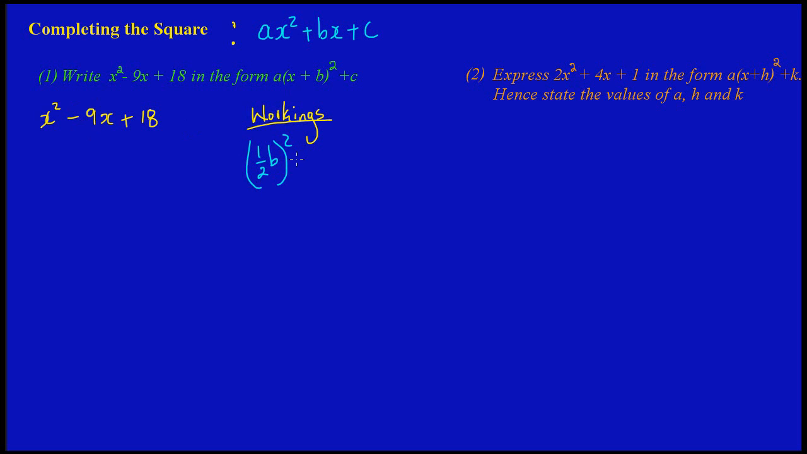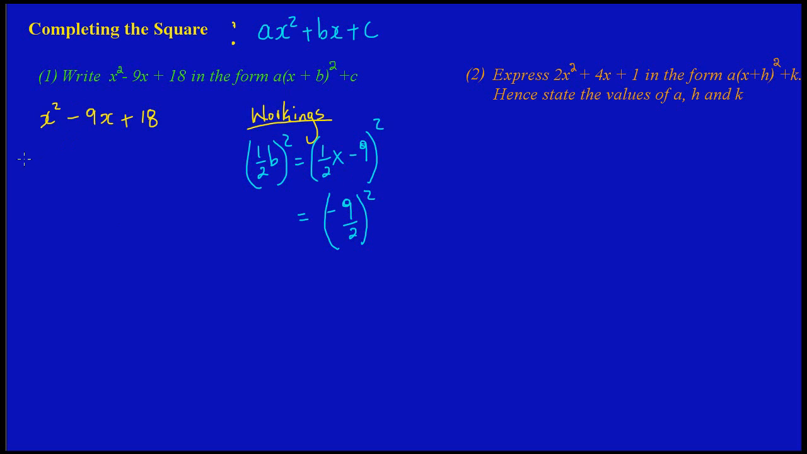Okay guys, so that would be equal to a half of b, where "of" means to multiply. If you notice where the b is, exactly in front of x, it's negative 9. Taking a half of negative 9, and then I'm going to square that result. Obviously that would give me negative 9 over 2, and then I'm going to square that.